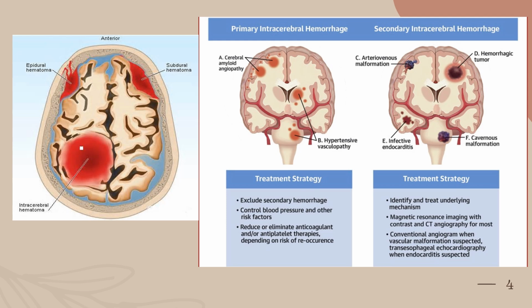A conventional angiogram is done if vascular malformation is suspected, or you can do transesophageal echocardiography when you suspect endocarditis. So it is basically to treat the underlying cause. So that is a bit in detail about the various intracranial bleed and intracerebral bleed.